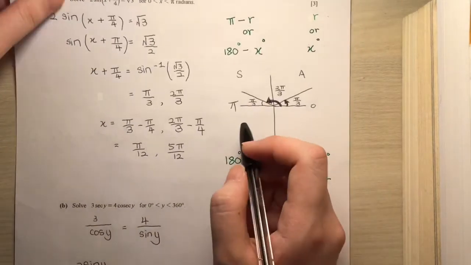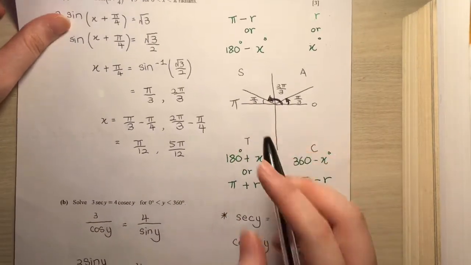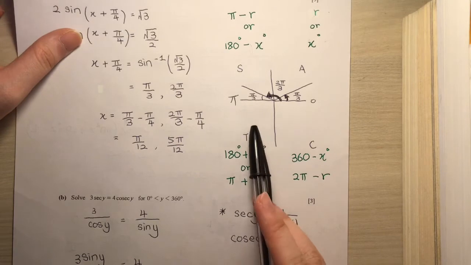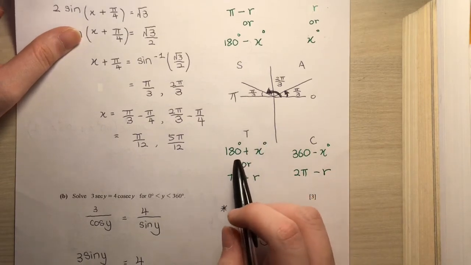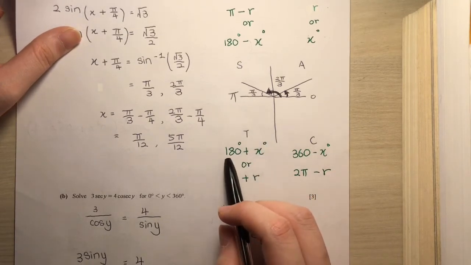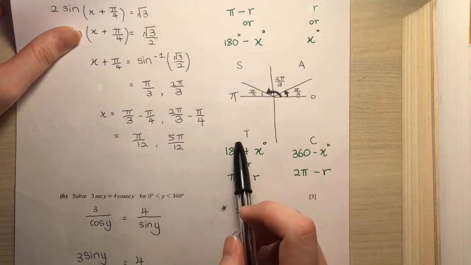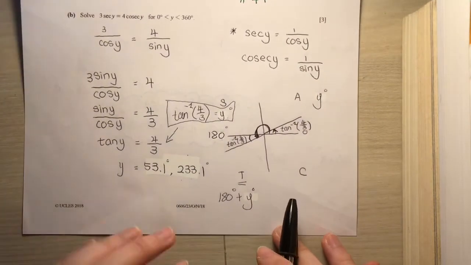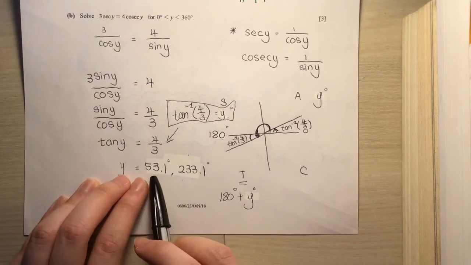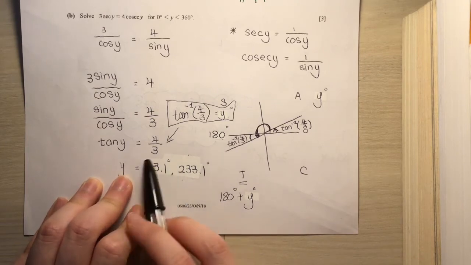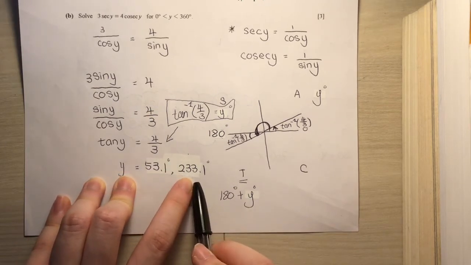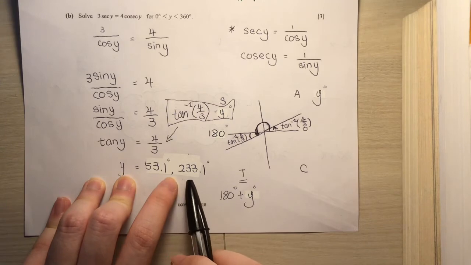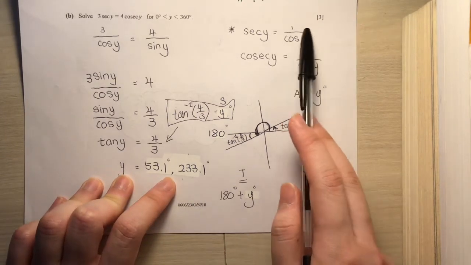So you need to look at this part of this diagram, and then to obtain your second answer, you have to add 180 degrees. Simply add 180 degrees to the answer you calculated, 53.1, from your calculator to obtain your second answer in order to obtain your full mark.